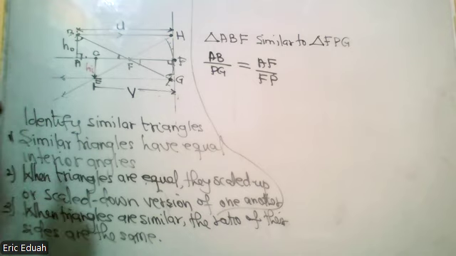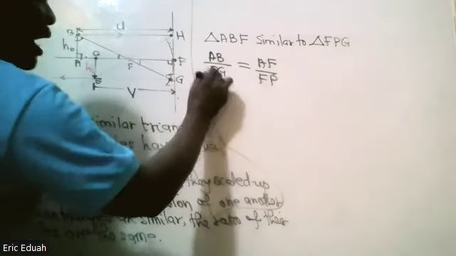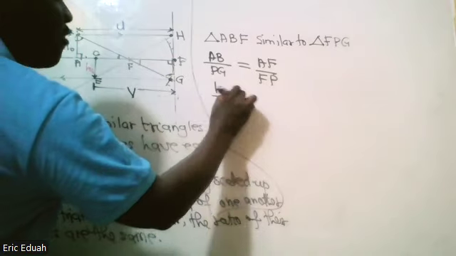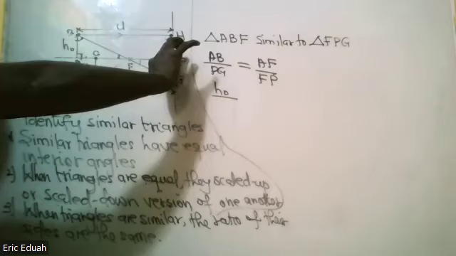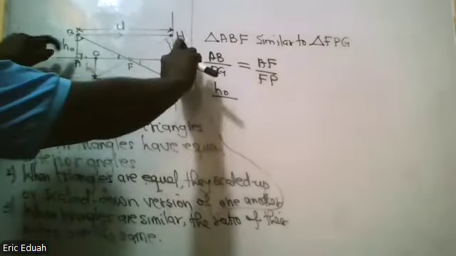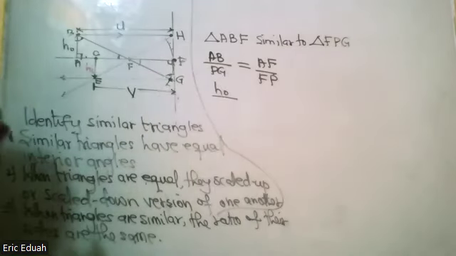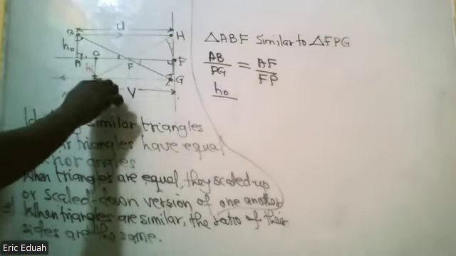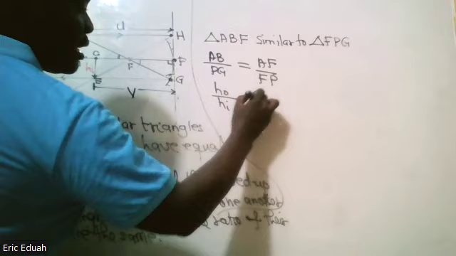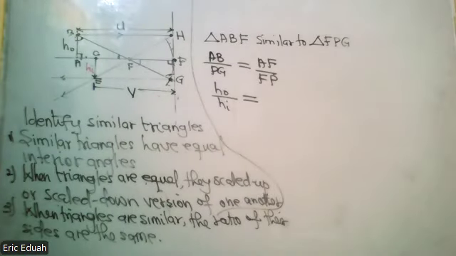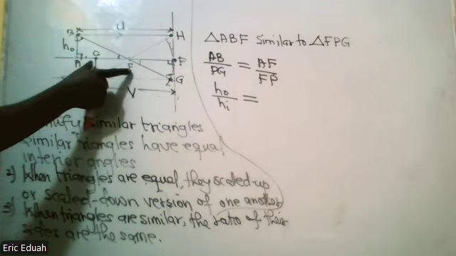Okay. Now, first, what is AB? AB is the object height, H naught. So I have H naught over PG. What is PG? PG is equal to the image height. This length is equal to this length. PG is equal to CE. So this is HI. And equal to, what is AF? Please, I want you to tell me this. What is AF? We want to determine AF.